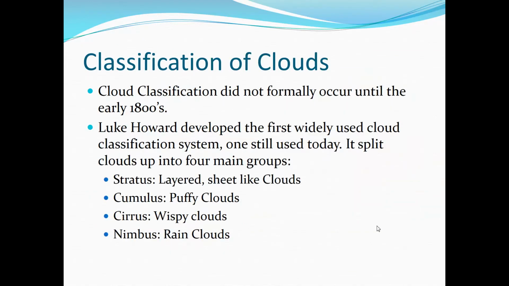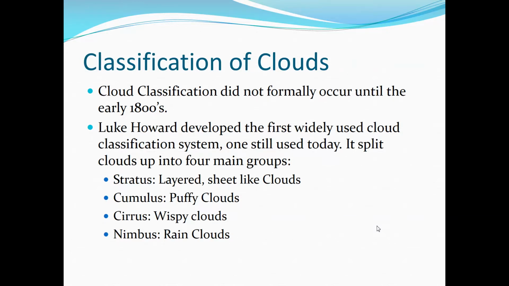So first off, how do we classify clouds? I just showed you 3 different clouds. Well, cloud classification didn't really occur until the early 1800s, when a scientist by the name of Luke Howard developed the first widely used classification system. And it's one that we still use today. It split clouds up into 4 main groups: Stratus, Cumulus, Cirrus, and Nimbus.